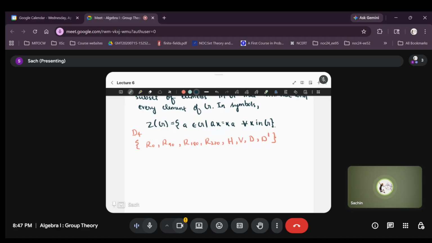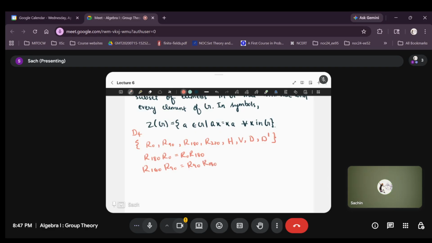Now that is not the only element in this group. This R180 will commute with every other element. So R180 times R0 is equal to R0 times R180. You write down the table for this. R180 times R90 is equal to R90 times R180.